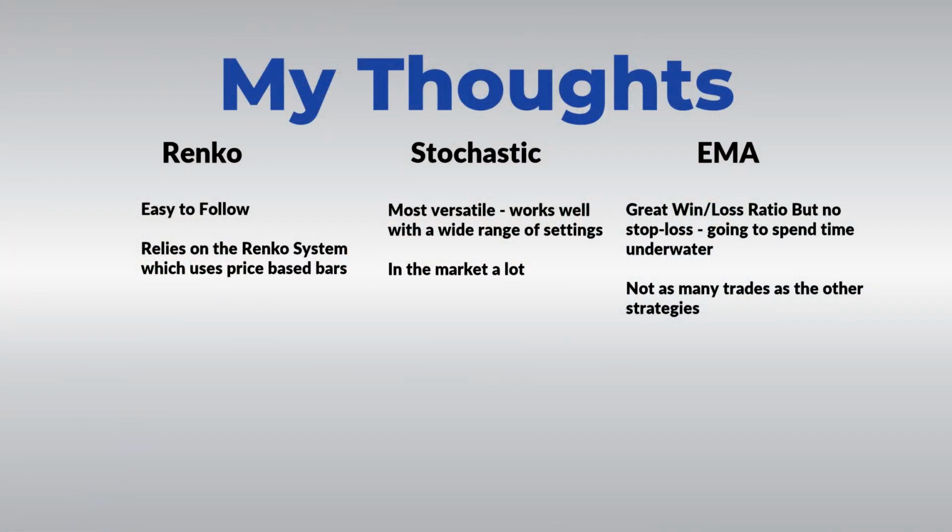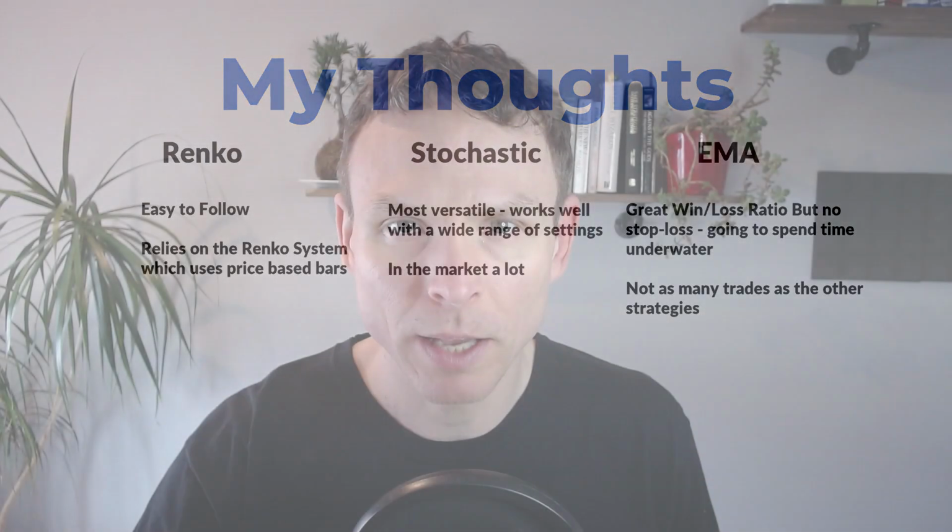The two EMA strategy. Firstly, number one, the great win-loss ratio. This is fantastic for people who like a lot of winning trades, and most of us do. But because we have no stop loss, you're going to spend time with trades that are underwater, that are losing, and you have to be patient at those times because the strategy has systems to get out when the market bounces back.